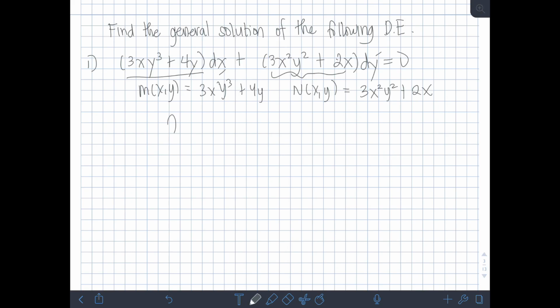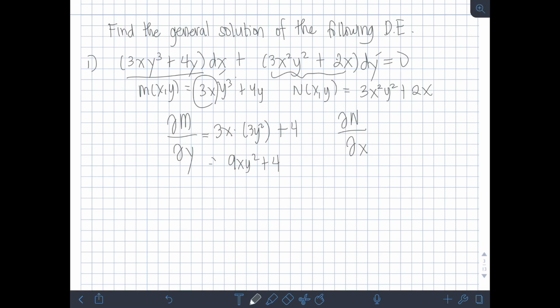So, hanapin natin yung partial derivative of M with respect to y as well as yung partial derivative of N with respect to x. Okay, so partial derivative of M with respect to y, constant si x, differentiate tayo with respect to y, we have, so itong 3x, dahil constant, igilid ko lang, differentiate natin tong y cube, we have 3y squared, power formula. And then plus, itong 4y, derivative niya ay 4. So therefore, we have 9xy squared plus 4. Okay?